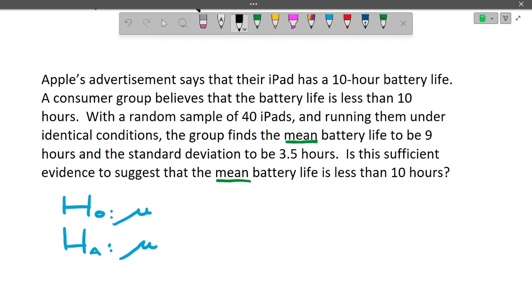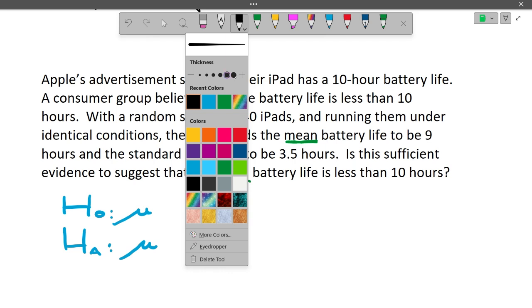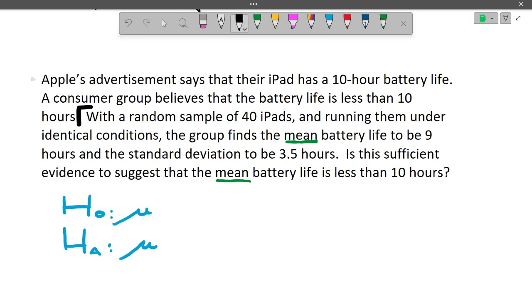The second thing I tell students to do is to take a moment and find the actual evidence, the sentence that shares the evidence. Here it's: with the random sample of 40 iPads, et cetera. They did the testing, so this is the evidence they collected. The numbers within those brackets will not be in your hypothesis statements. That's the actual evidence we're going to use to test this.